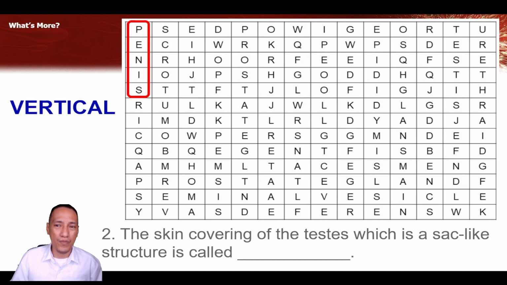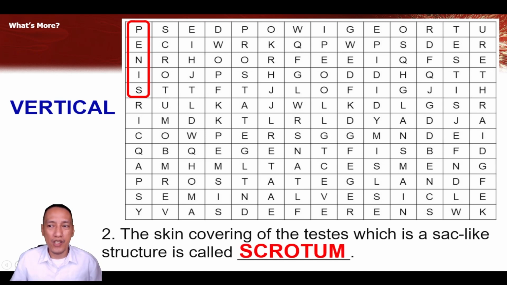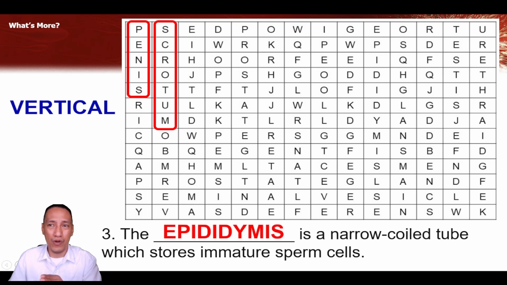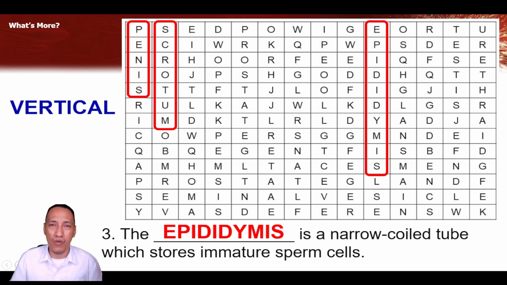So for the number 2, the skin covering of the testes which is a sac-like structure is called. Ano daw yung balat na nagko-cover or nagtatakip dun sa testes? That is called scrotum. And then we look for it in the box. So there it is. For our number 3, the blank is a narrow coiled tube which stores immature sperm cells. Di ba nga, gagawa ng sperm cell ang testes, tapos ay ilalabas siya pero itatago muna dun sa susunod na part para mag-mature. Ano yung part na yun kung saan itinatago yung mga bagong sperm cell hanggang mag-mature? That is called epididymis. Now you know the word, look for it in the box and it is right here.